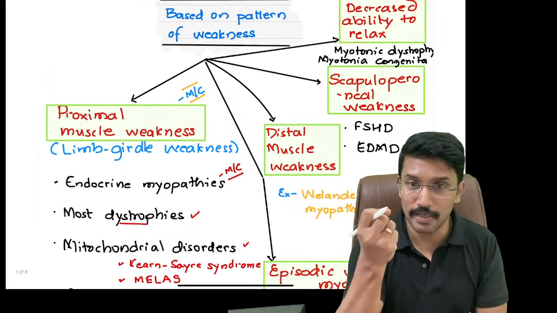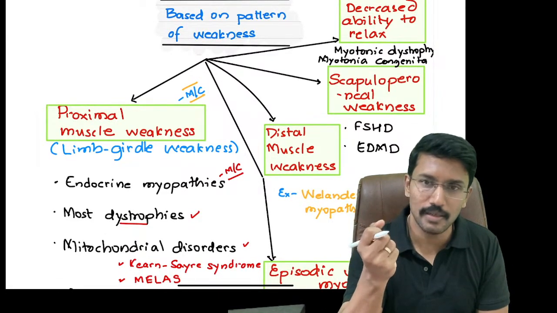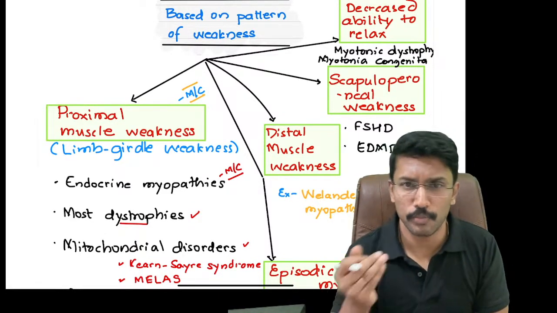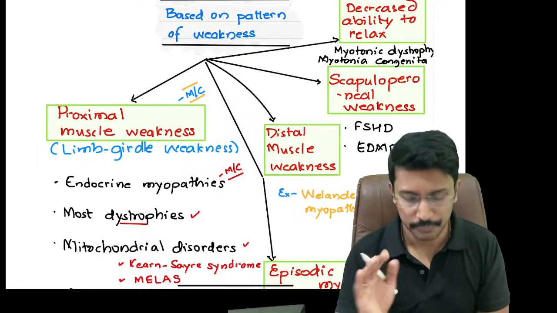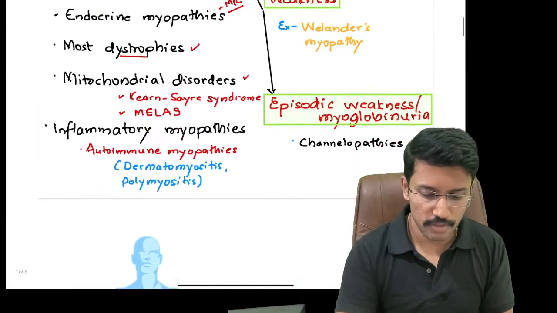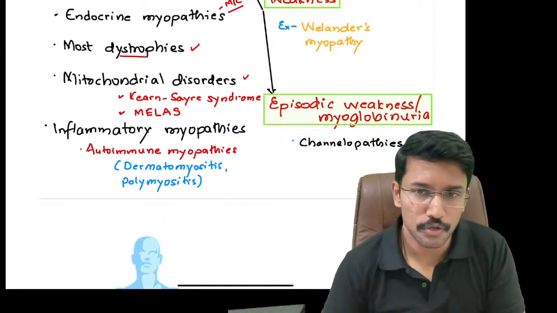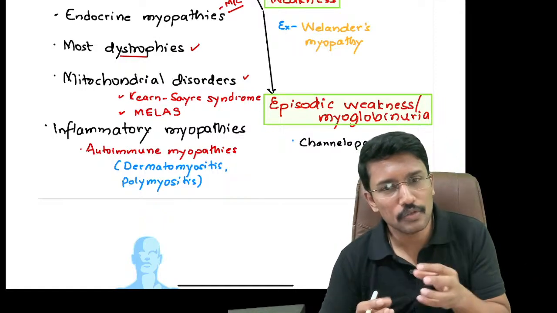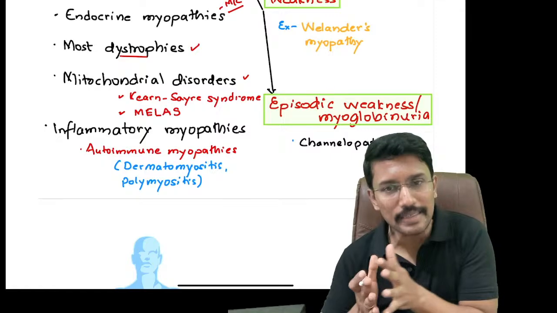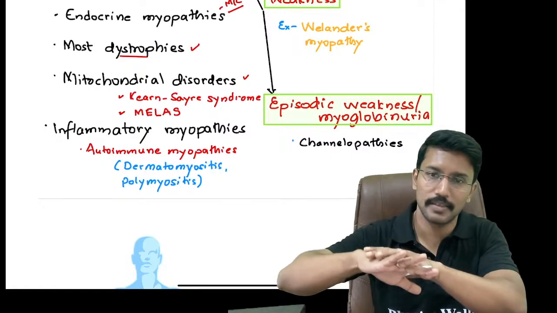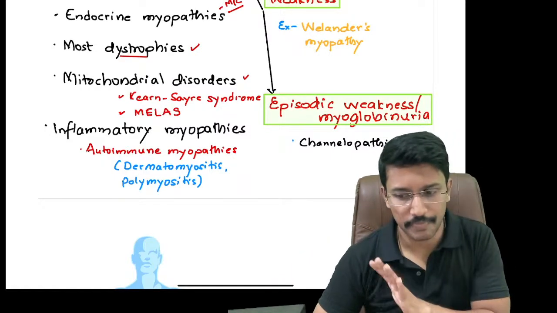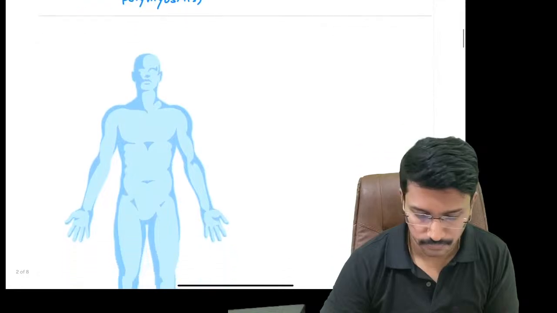And if a patient has difficulty relaxing after contracting a muscle, think of myotonic dystrophy or myotonia congenita. Clear? Okay. So what we will do today is understand some of the dystrophies and then continue further. Welander's myopathy is also one of the dystrophies where it does not affect proximal muscles, it affects the distal muscles.